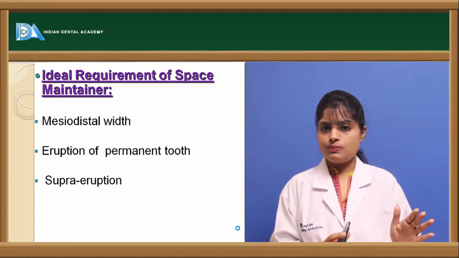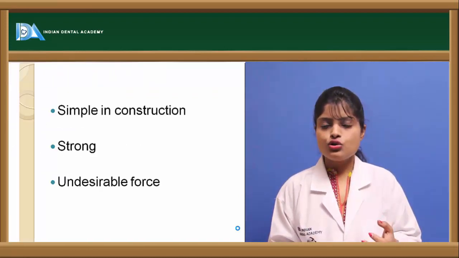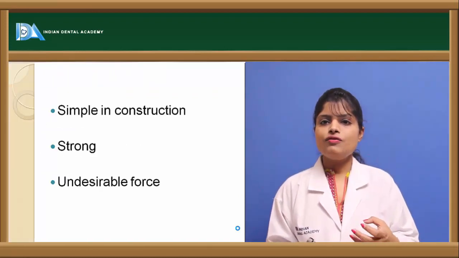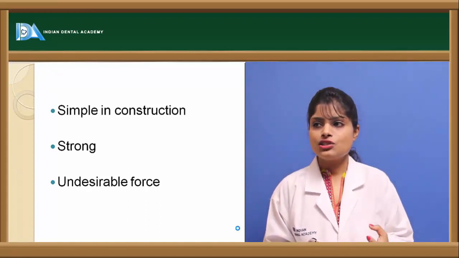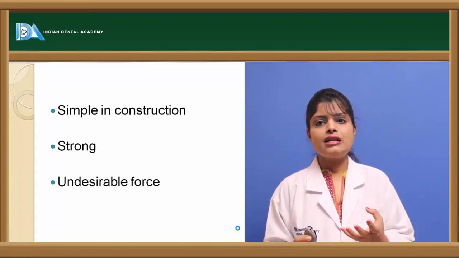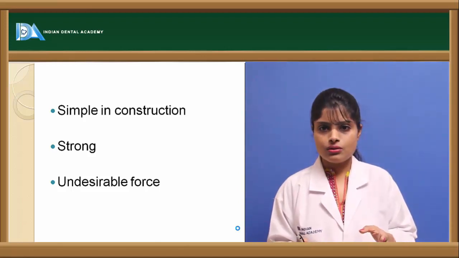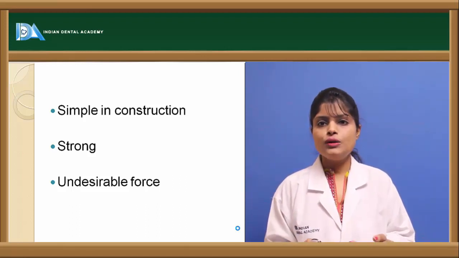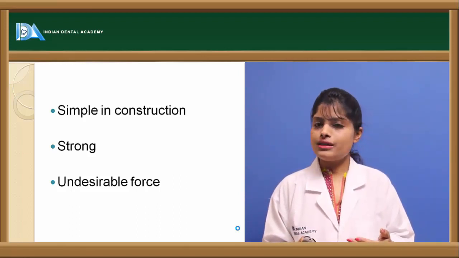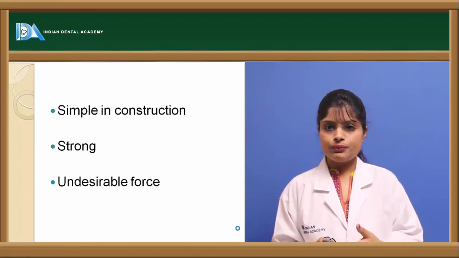Then also, a space maintainer should be strong and robust enough to withstand the masticatory forces and the forces of occlusion of a primary dentition. It should be simple in construction and it should not take a lot of time in construction. It should be biocompatible, that is, it should be corrosion resistant in the oral cavity by the action of oral fluids and the saliva.